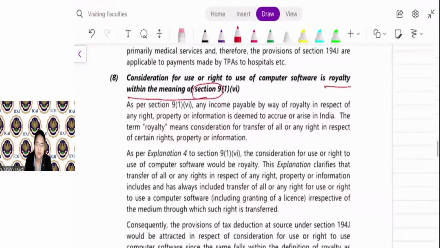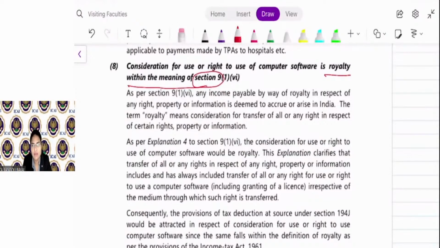So if you are using any software, you have to obtain the right to use that software. And for that, you are required to make certain payments, right? In that case, TDS is required to be deducted because it is covered under section 194J as royalty. The consideration for use or right to use of computer software would be royalty. So if you are paying a license fee to use certain software, then you are required to deduct TDS under section 194J because the use of computer software is covered under the definition of royalty as per section 9.